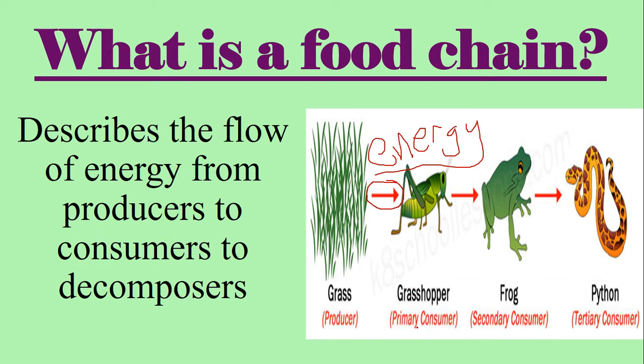The grasshopper is considered a primary consumer, and then it's eaten by the frog and transfers its energy. So the frog is considered a secondary consumer, and then the python is going to eat the frog, and we consider the python a tertiary consumer. We can even go further. Can you think of something that would eat a snake? That would be another consumer in this food chain.